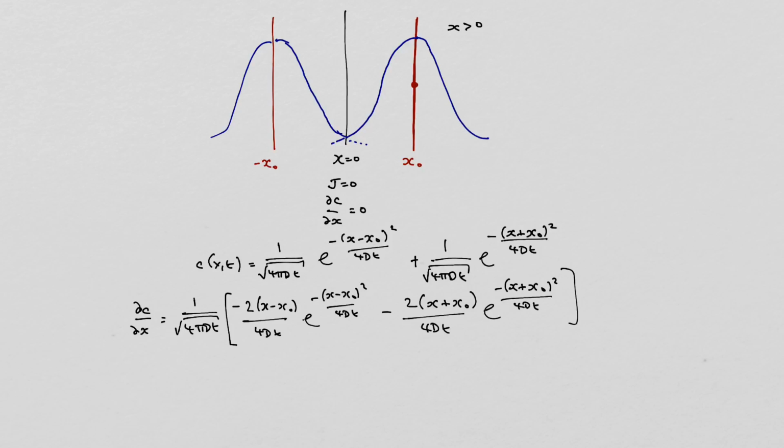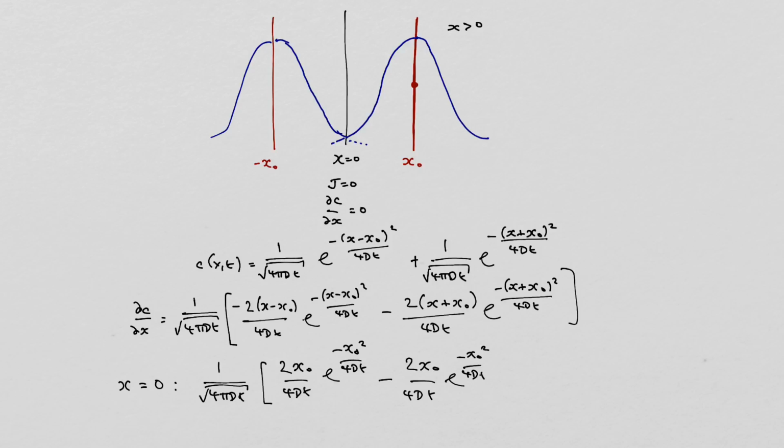Okay, there's my expression for the first derivative of this. And if I put x equal to 0, then this simplifies, because when I put x equals 0, I get 2x0 over 4Dt e to the minus x0 squared over 4Dt minus 2x0 over 4Dt e to the minus x0 squared over 4Dt, and you see that those cancel.